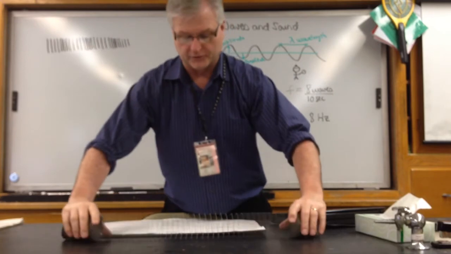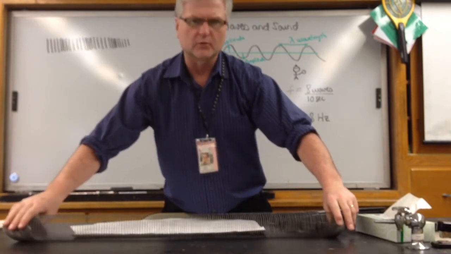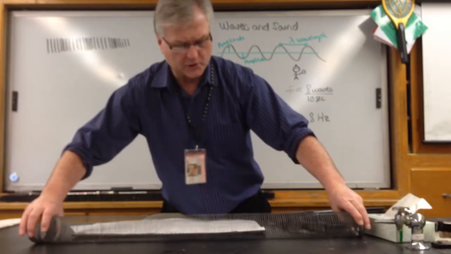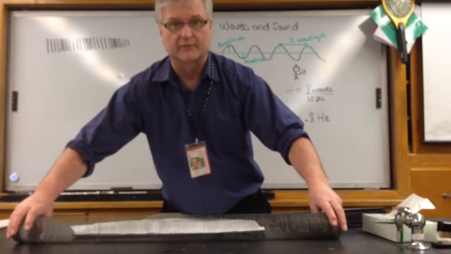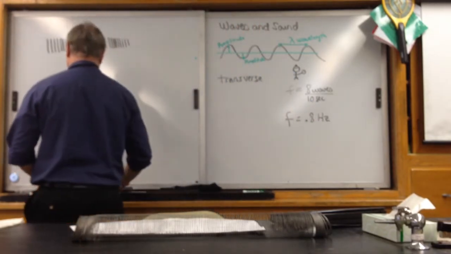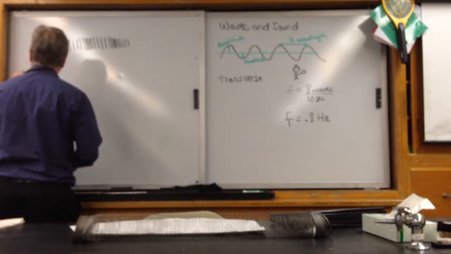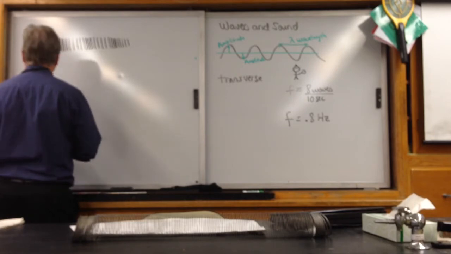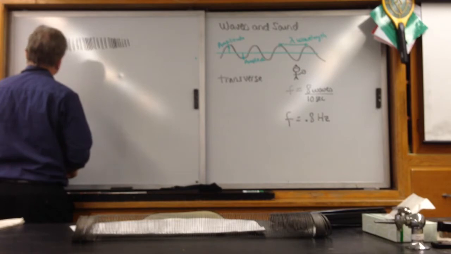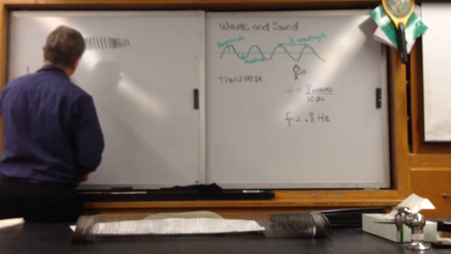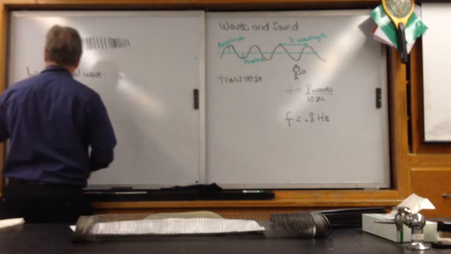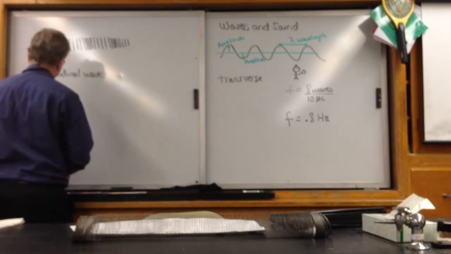I'll set it on a tabletop. I'm not sure if you're going to be able to see it well. We'll probably do this in class. But if I push on it, you can actually see the pulse travel through the slinky itself. This is called a longitudinal wave, also known as a compression wave. So a longitudinal wave is going to be a compression wave. Longitudinal. Also known as a compressional wave.